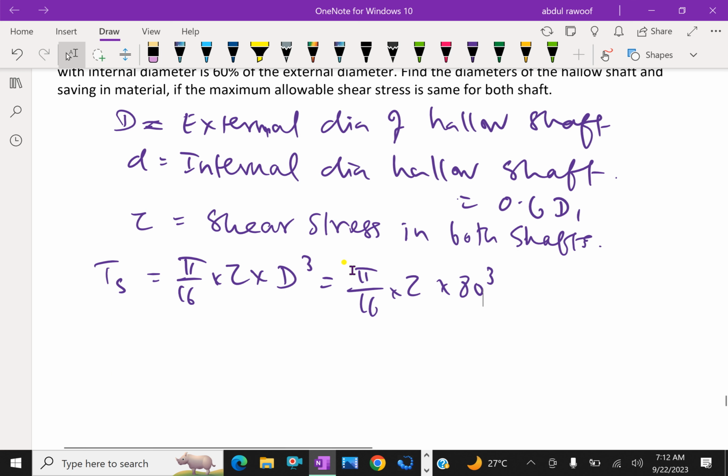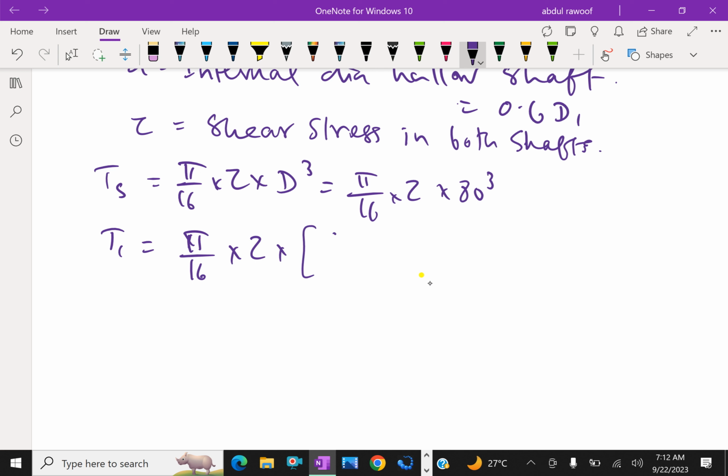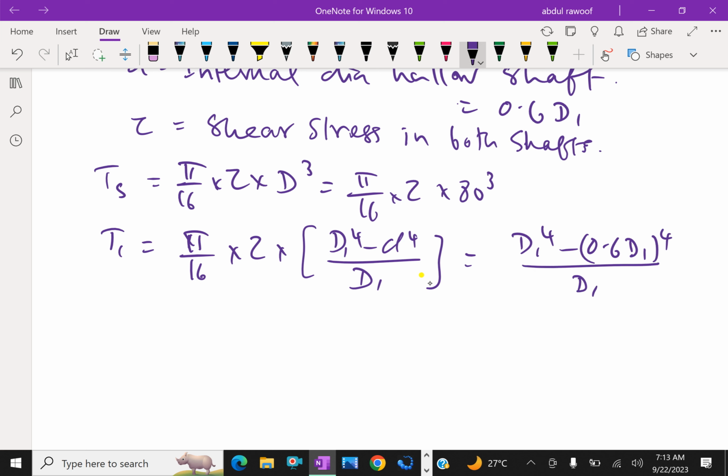And the torque transmitted by the hollow shaft, TH, you can write as pi by 16 into tau into (D1 power 4 minus d power 4) over D1, which is equal to D1 power 4 minus (0.6 D1) power 4, over D1, into pi by 16 tau.